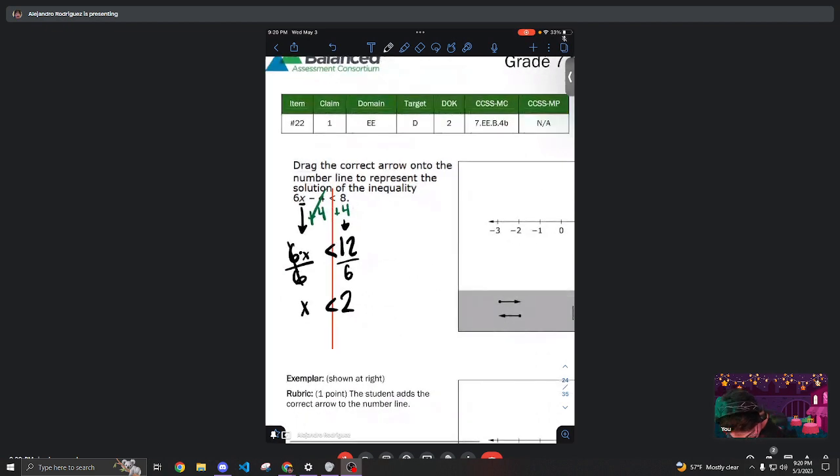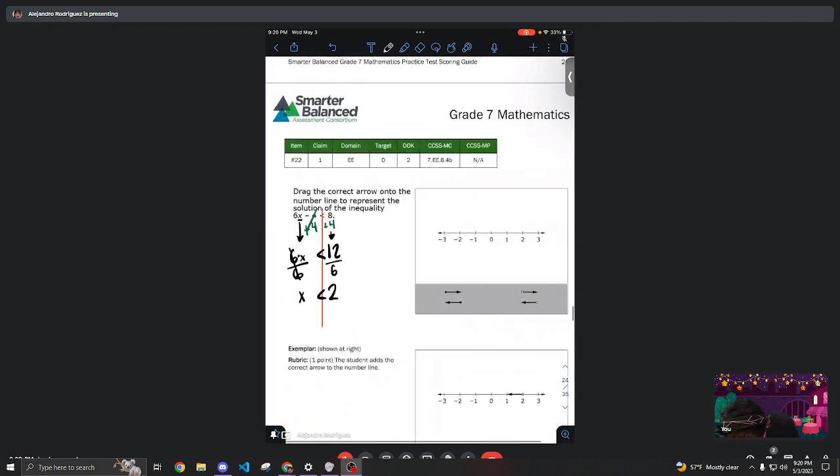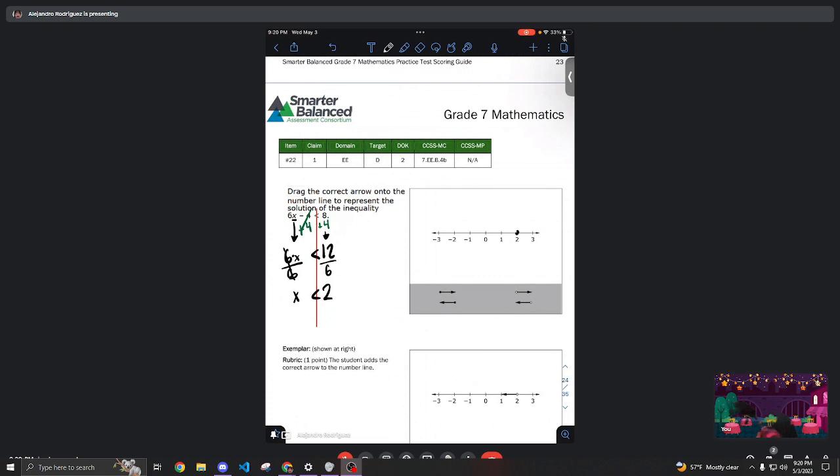So if I were to look at my table, 2 is right here. So I'm going to go ahead and circle 2. And which numbers are less than 2? Is it numbers to the left or is it numbers to the right? In this case, it's numbers to the left, right? 1 is less than 2, 0 is less than 2, negative 1 is less than 2. So all these numbers are less than 2. And so I'm going to go ahead and make a line going towards the left side. And I'm going to draw an arrow to show it keeps going.